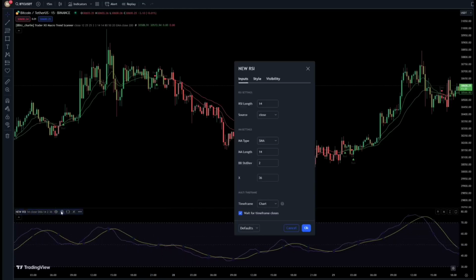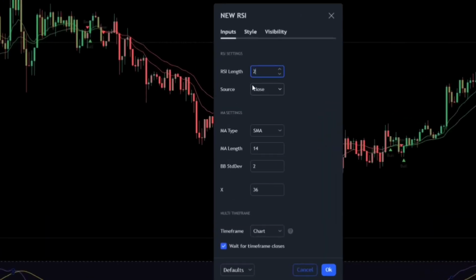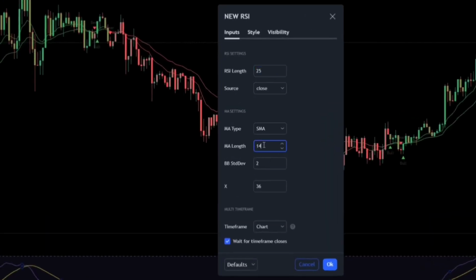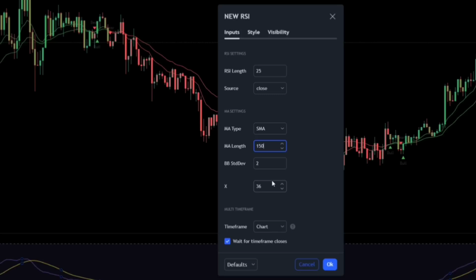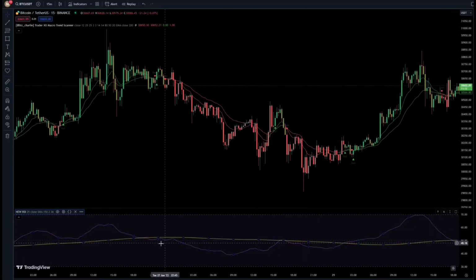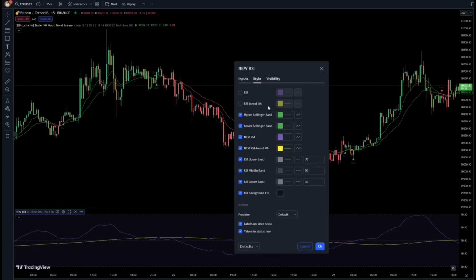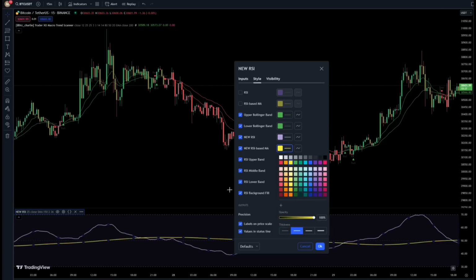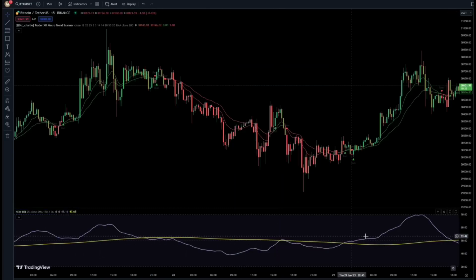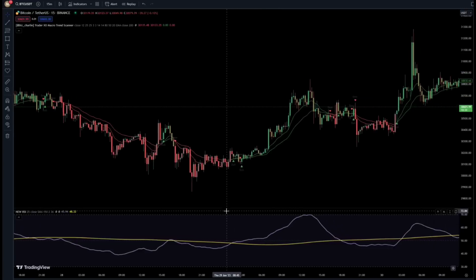I'm going to open this RSI settings. I'm going to change the number 14 here to 25 and change this other 14 to 150. See how the RSI changed. We open the settings again. In the style section, we change some colors. We make the new RSI graph bolder and set it to a lighter purple. We also make the yellow line bolder to be more visible. Okay, so the new and advanced RSI is ready.